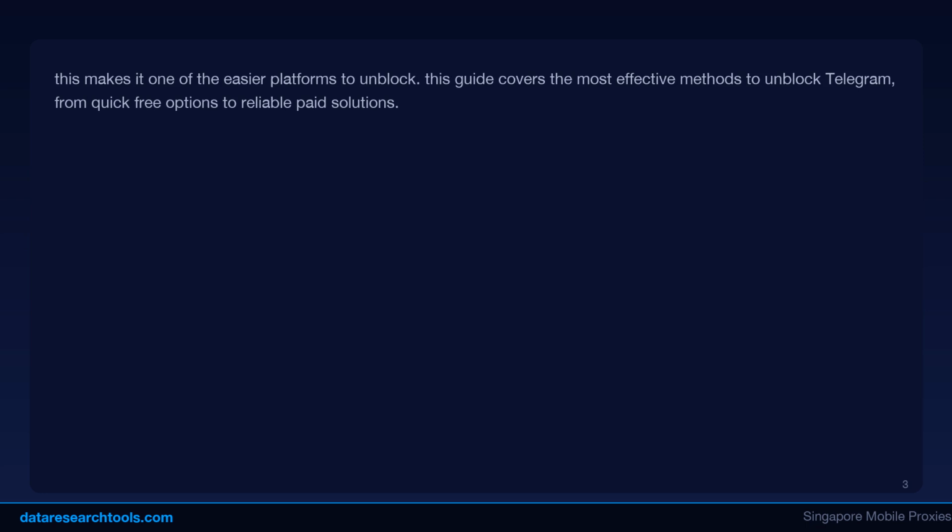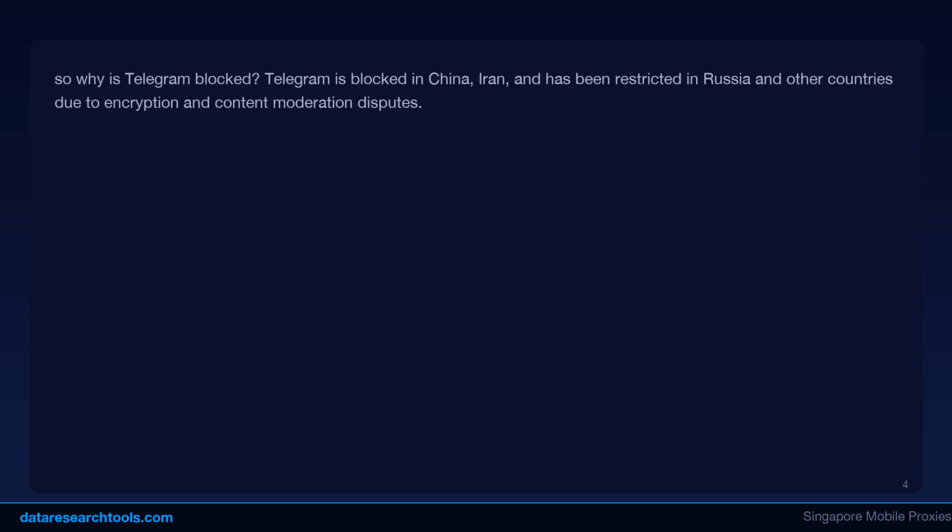So why is Telegram blocked? Telegram is blocked in China, Iran, and has been restricted in Russia and other countries due to encryption and content moderation disputes. There are different types of Telegram blocks that networks use, ranging from simple DNS filtering to more advanced deep packet inspection. Knowing what type of block you're dealing with helps you pick the right method. Let's get into the methods.